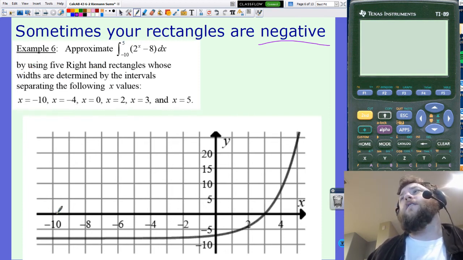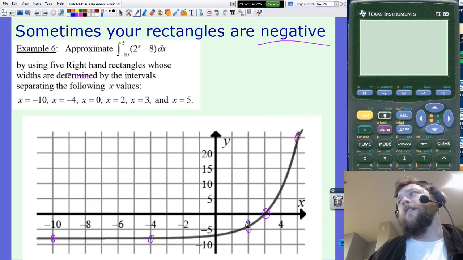So we're going to take this function right here, 2 to the x minus 8, looks like this shape, from negative 10 to 5. And we're going to use 5 right-hand rectangles whose widths are determined by the intervals separated here. So we're going to go x equals negative 10 this point, x equals negative 4, x equals 2, x equals 3, and x equals 5. So we're going to have different sized rectangles. Now they're going to be based off the right-hand point. So what do those rectangles look like?